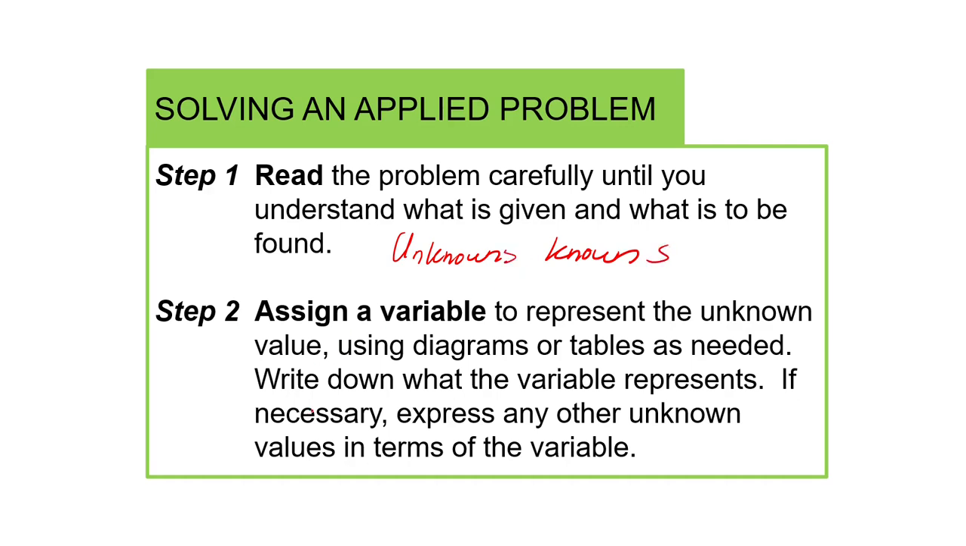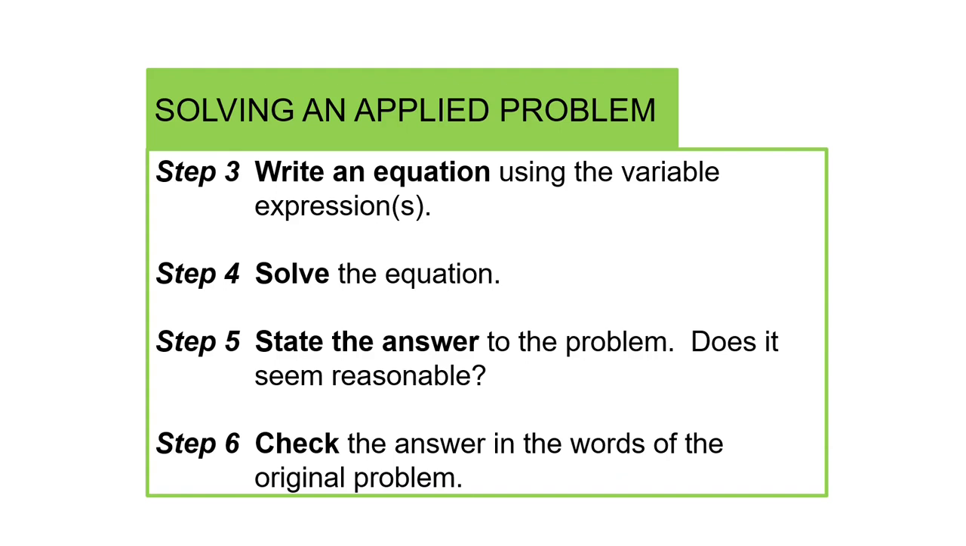In step 2, assign a variable to represent the unknown value using diagrams or tables as needed. Write down what the variable represents. If necessary, express any other unknown values in terms of the variable. In step 3, write an equation using the variable expressions. Step 4, solve the equations that you just created.